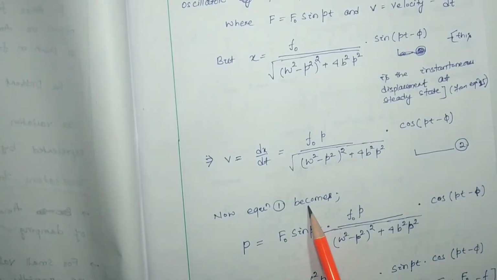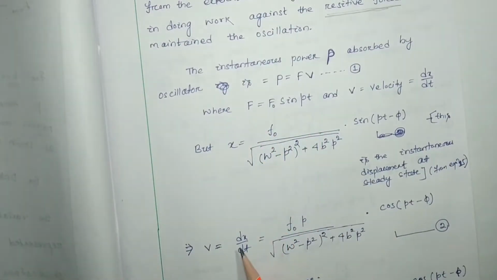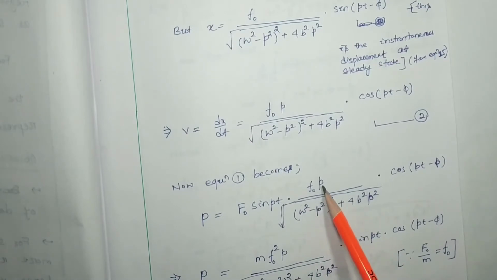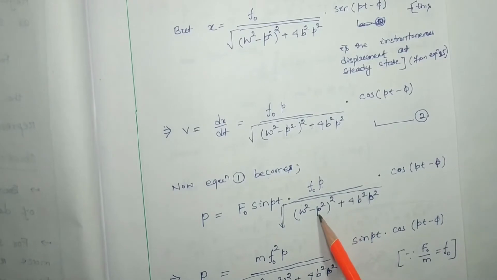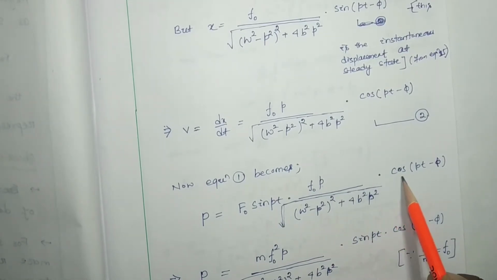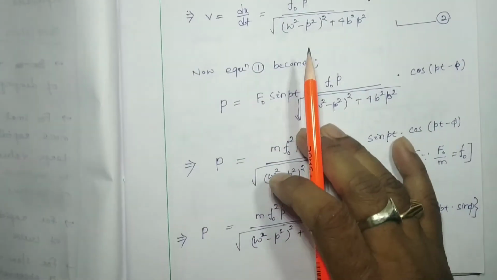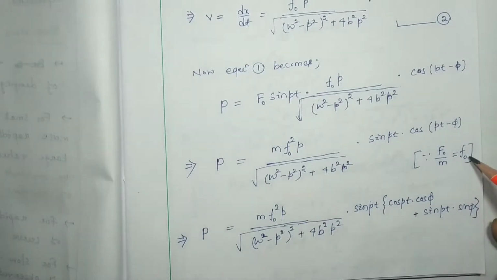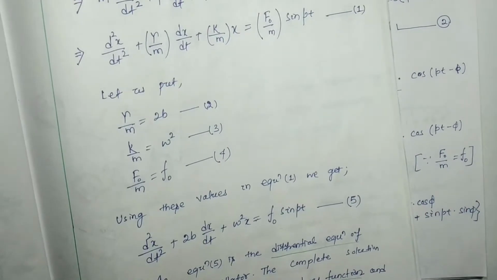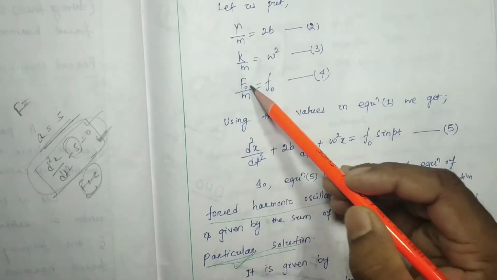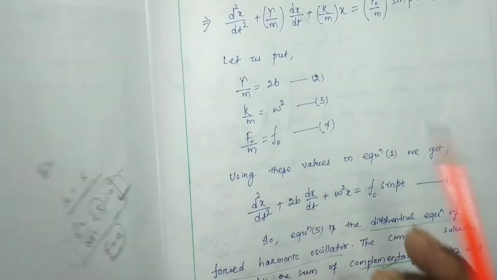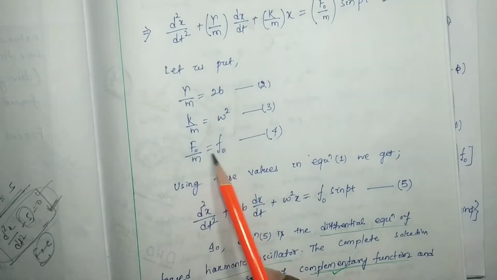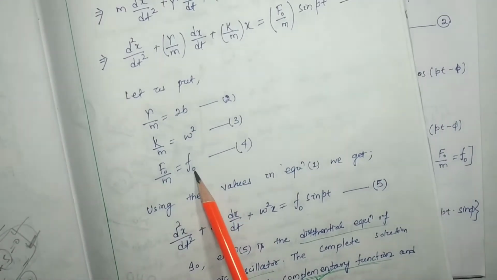Now in equation number 1, we put the values of F and dx by dt, that is the V value. Then we get F0 sin pt into F0 into p, divided by the square root of omega square minus p square whole square plus 4b square p square, into cos of pt minus phi. Now the power dissipation will be equal to, we know that capital F0 by m is written as small f0, with 0 in the subscript. We discussed this at the initial stage of forced harmonic oscillator; you can check your notes.